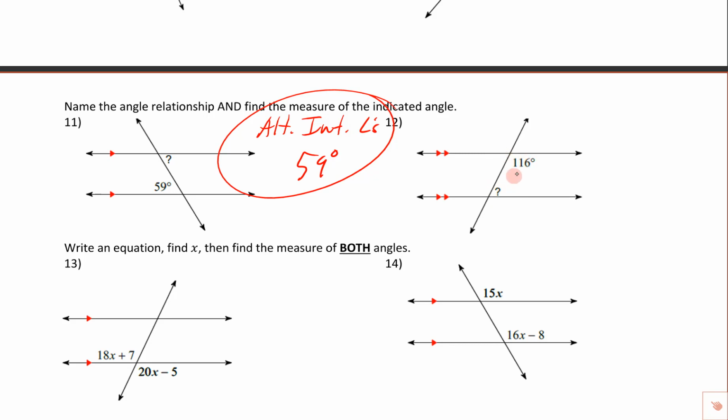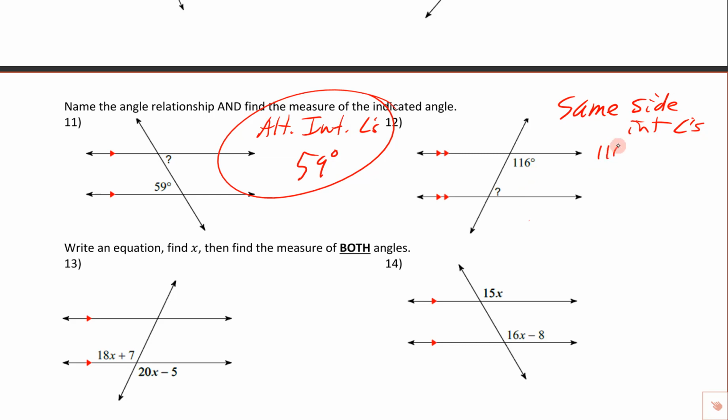These are on the inside of the parallel lines, so these are interior angles, and they're also on the same side of the transversal. So these are same side interior angles. And you might want to remember what happens with these. These are not congruent. These are actually supplementary.